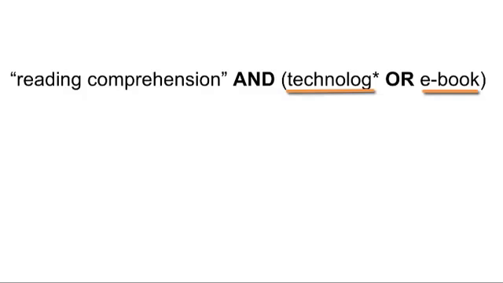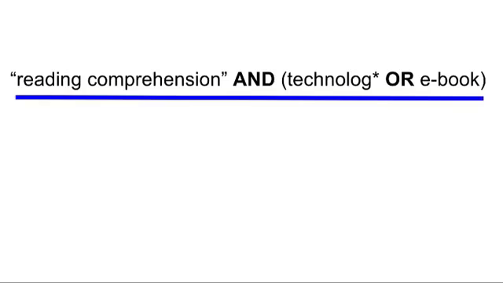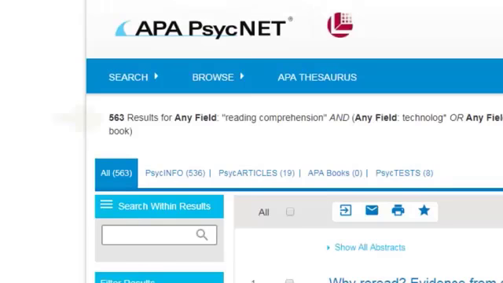But all articles must also include the phrase reading comprehension, so that is where the Boolean operator and comes into play. Overall, I'm looking for the database to give me results including reading comprehension and technology or ebook. Now results show a significant increase.